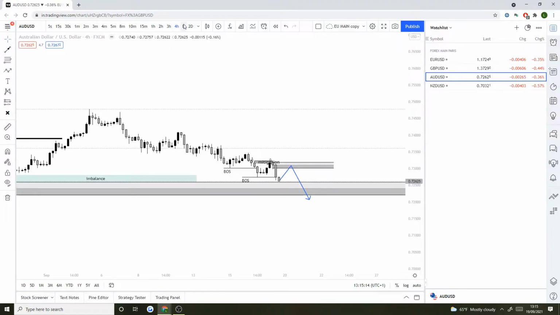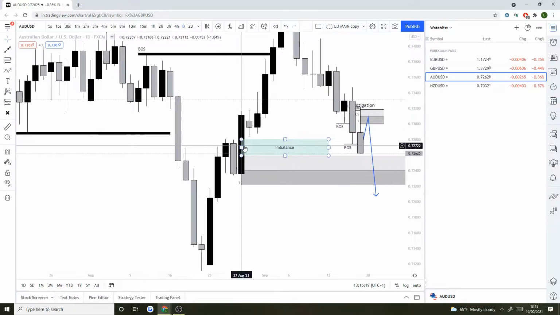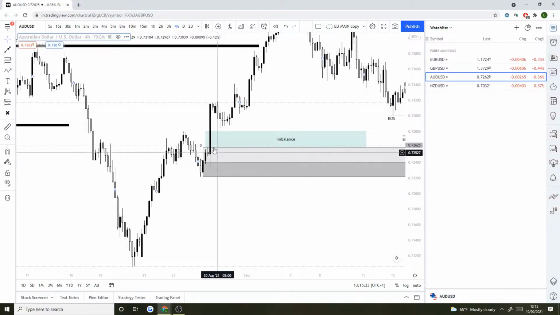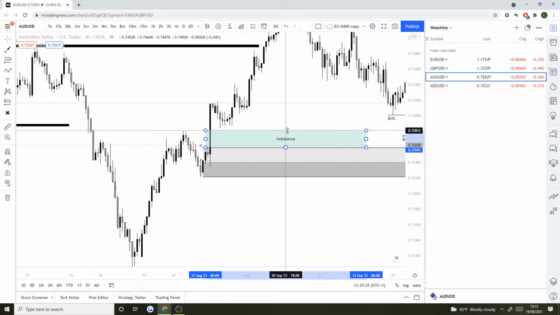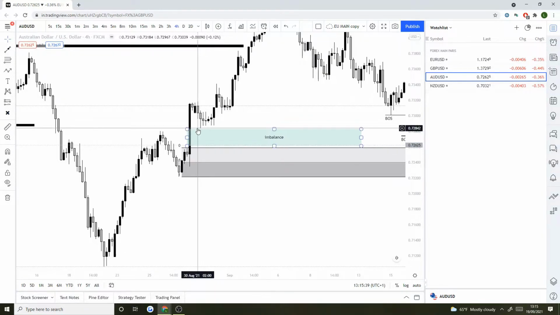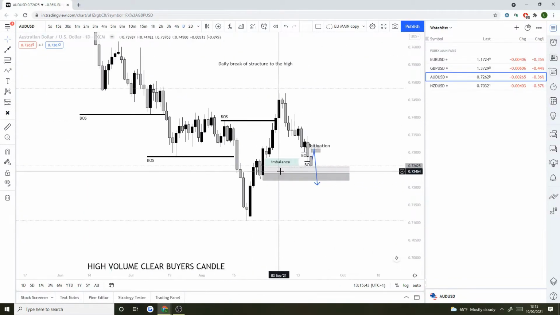Now, what we can see, and it's visible on the daily, is that there's a small imbalance here, which signals that this area is where institutions were actually active, because only institutions can cause an imbalance like that. Now, when we look at it on the 4 hour, the imbalance is actually much clearer, and it does seem quite a bit bigger.